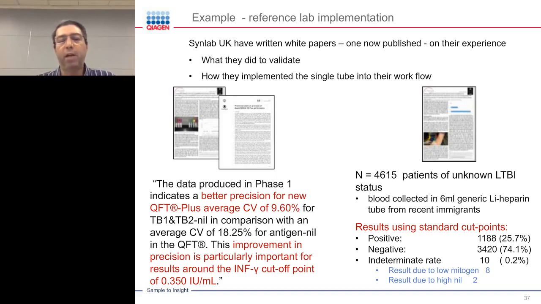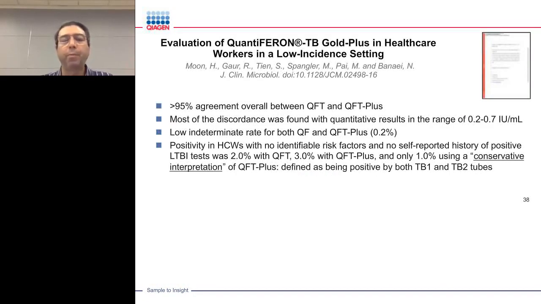And what they were able to show was that they were able to bring that indeterminate rate down to 0.2%, which was something quite remarkable. We'd also done a lot of work on the formulation and how we manufacture our tubes, and we felt that this would really help with overall consistency and reproducibility of the test. We did see a study published in which they looked at the precision of the new test and showed that the CVs on the test were really half of what they were with the previous generation, suggesting that this could add value, particularly as you get levels around that cut point.